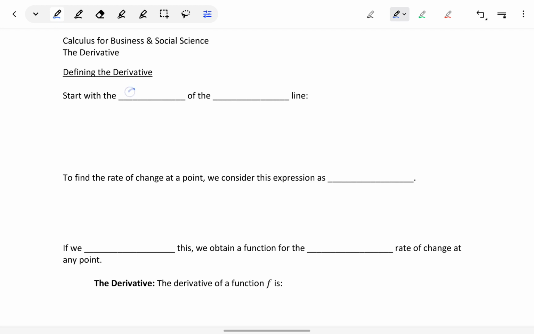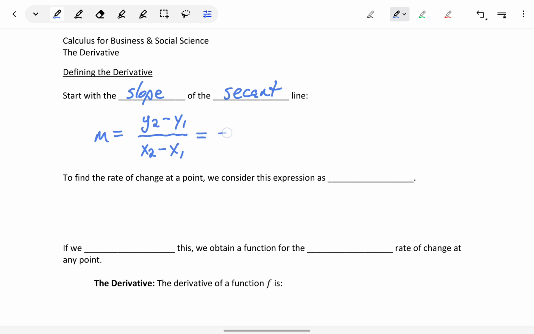We still want to start with the idea of the slope of the secant line, where again we choose 2 points along a curve and connect those with a straight line. To calculate that slope, we already discussed, we take y2 minus y1, the difference of our y values, over the difference of our x values.